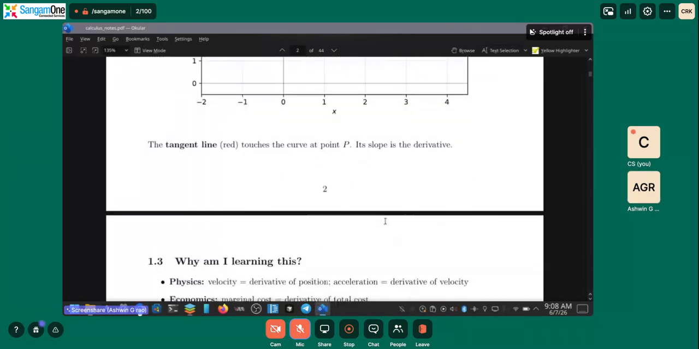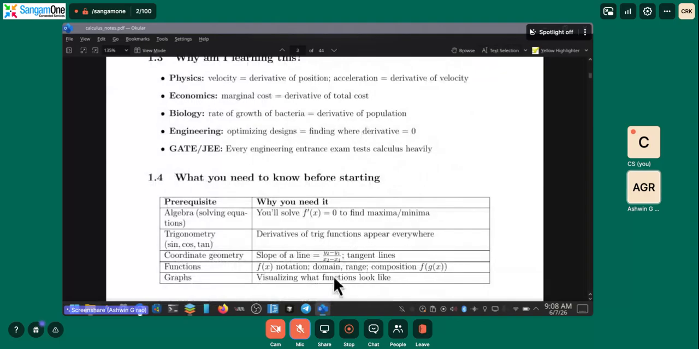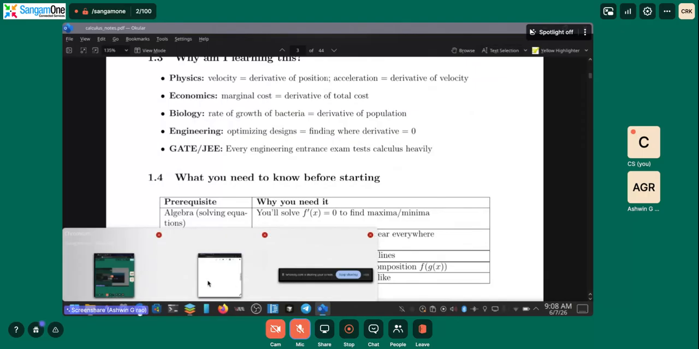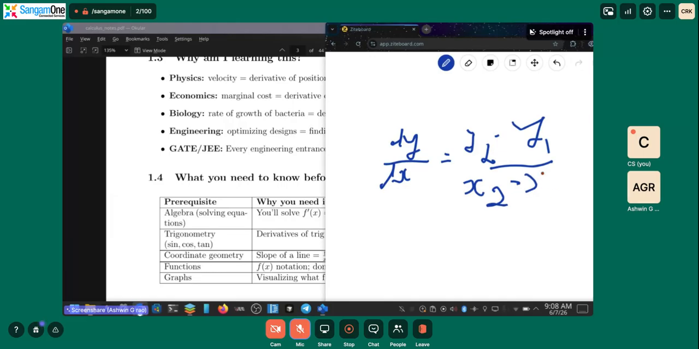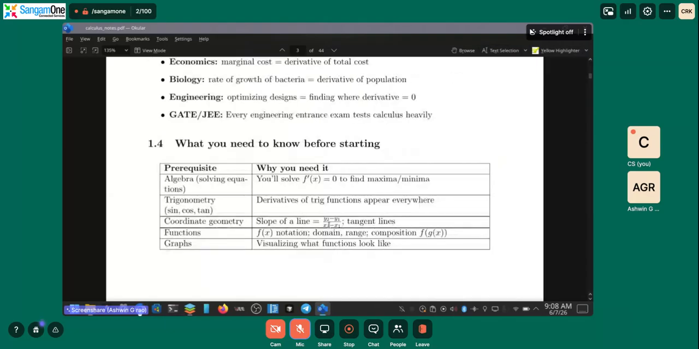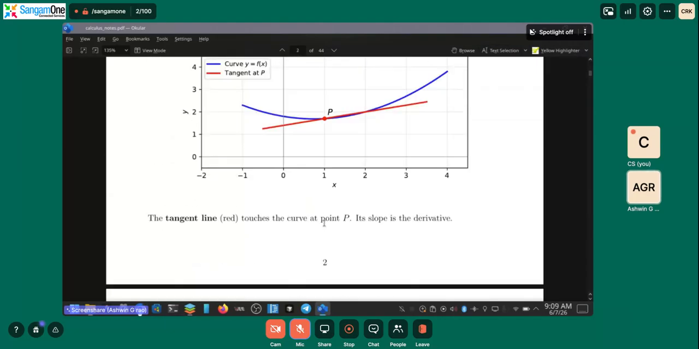As you can see, the derivative is like this: y2 minus y1 over x2 minus x1, which is also represented by dy by dx, which is nothing but (y2 minus y1) by (x2 minus x1). This is the general representation. So why do we need this?